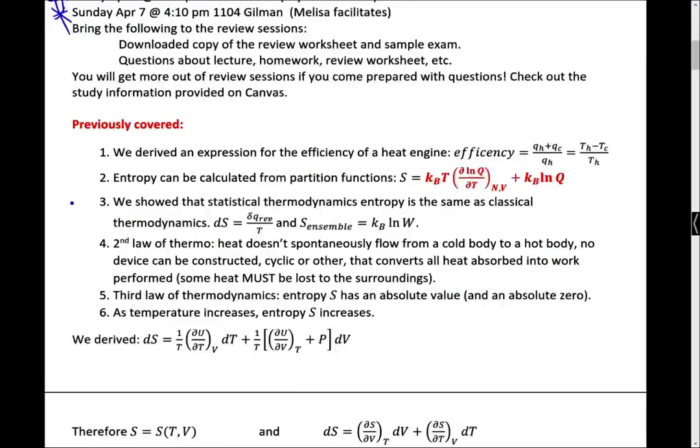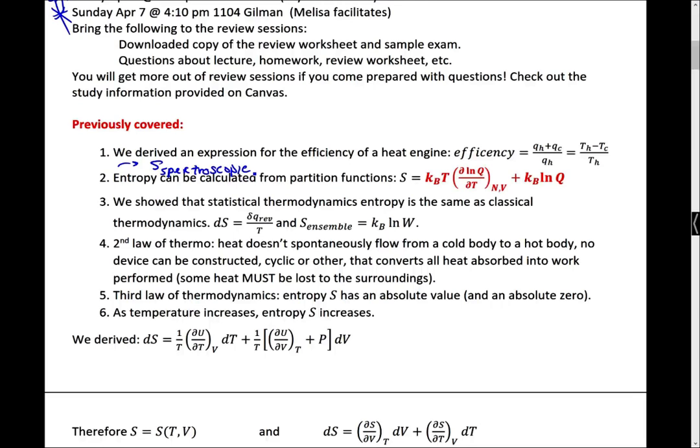All right, things that we've talked about previously. We finished our discussion of heat engines. We derived an expression for the efficiency of a heat engine. Basically, efficiency is given by the temperature differential between the hot reservoir and the cold reservoir over the temperature of the hot reservoir. We've also shown that we can calculate the entropy from a partition function. This entropy that we get from partition functions, we call S spectroscopic. That's because the partition functions that we've introduced depend upon the energy levels, and the energy levels for vibration, electronic, and rotational levels are determined from spectroscopy. So that's why it's called a spectroscopic entropy.